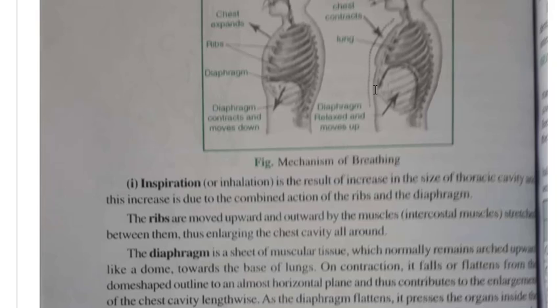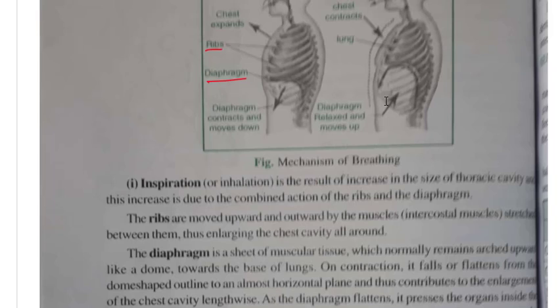Now inspiration, when we take air in, or inhalation. Inspiration is the result of an increase in the size of the thoracic cavity. This increase is due to the combined action of the ribs and the diaphragm. So our rib cage and diaphragm, you can see here, this is the diaphragm and these are the ribs. These diaphragm and ribs expand, and as they expand, the cavity inside the chest increases.